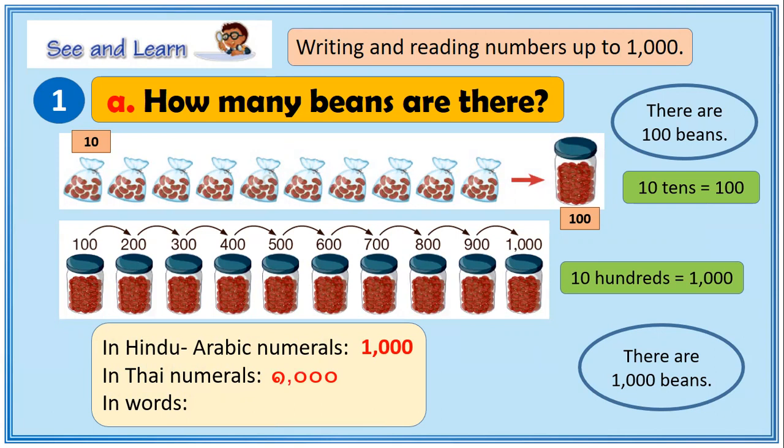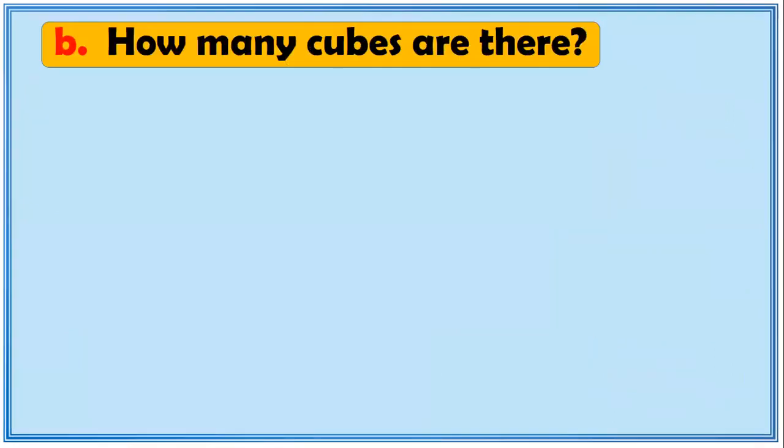1000 is spelled as ONE THOUSAND, thousand, 1000. Can you follow? Okay, again, each bag of beans is made up of 10 pieces of beans, and each jar of beans is made up of 100 pieces of beans. Okay, now let us have another example.